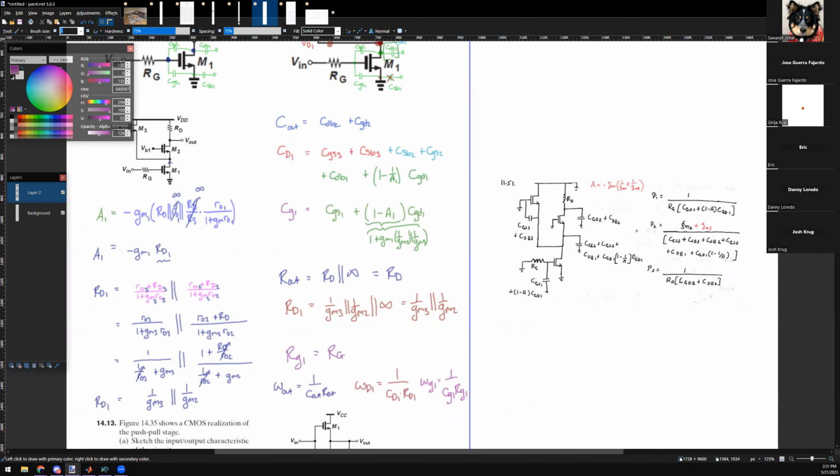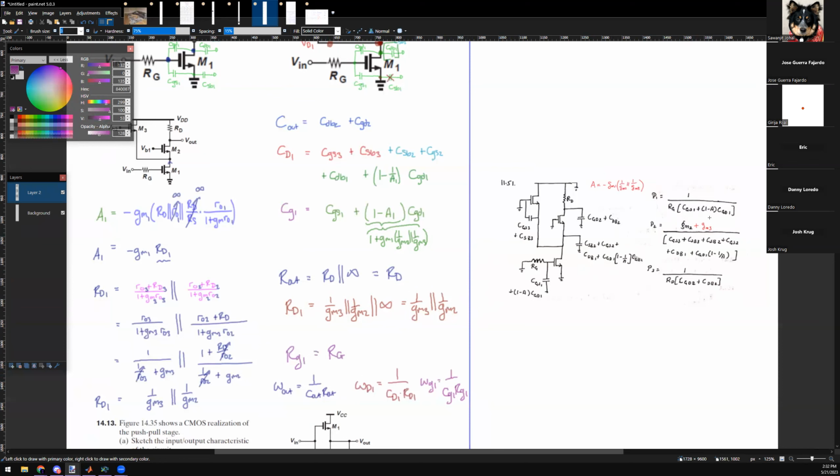Next is pole 2, which they say associates with GM2 plus GM3. Oh, that's just this guy. That's just GM2, that's just this guy. If you did the parallel, this is equal to GM2 plus GM3.